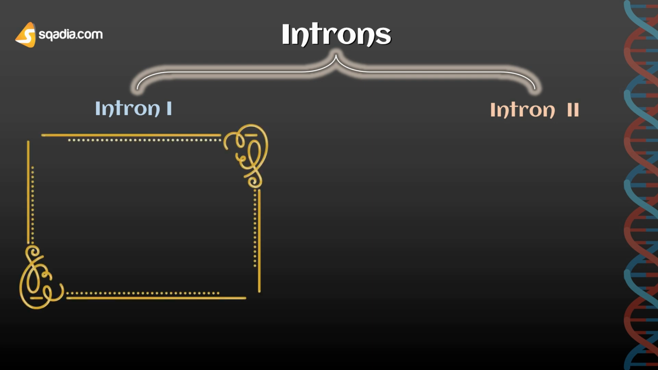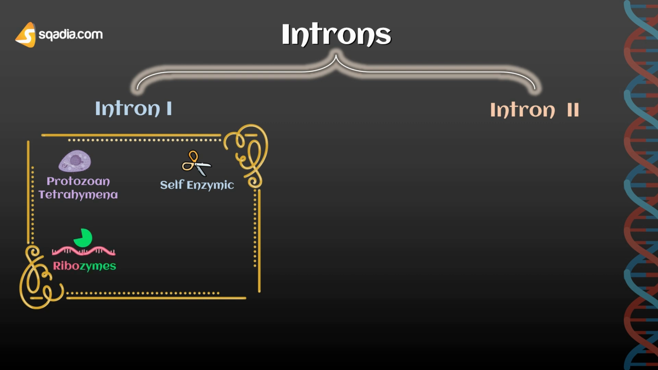Group 1 introns, such as those in the primary transcript of ribosomal RNA, require no outside help for intron excision. The intron itself is the source of the enzymatic activity necessary for splicing, called self-enzymic activity. This amazing discovery was made in 1982 by Thomas Cech and colleagues during a study of the ciliate protozoan Tetrahymena. RNAs that are capable of such catalytic activity are referred to as ribozymes. Ribo means RNA, and zyme means enzyme.